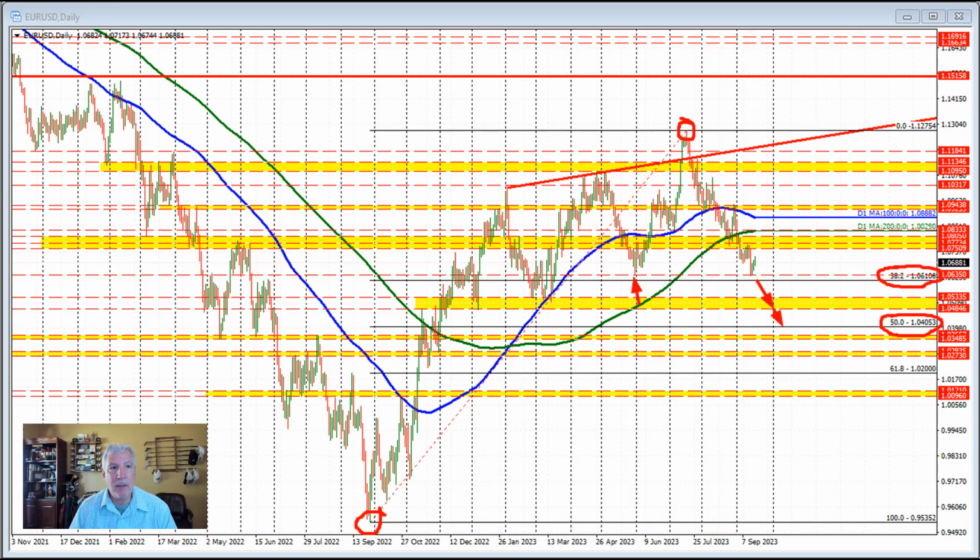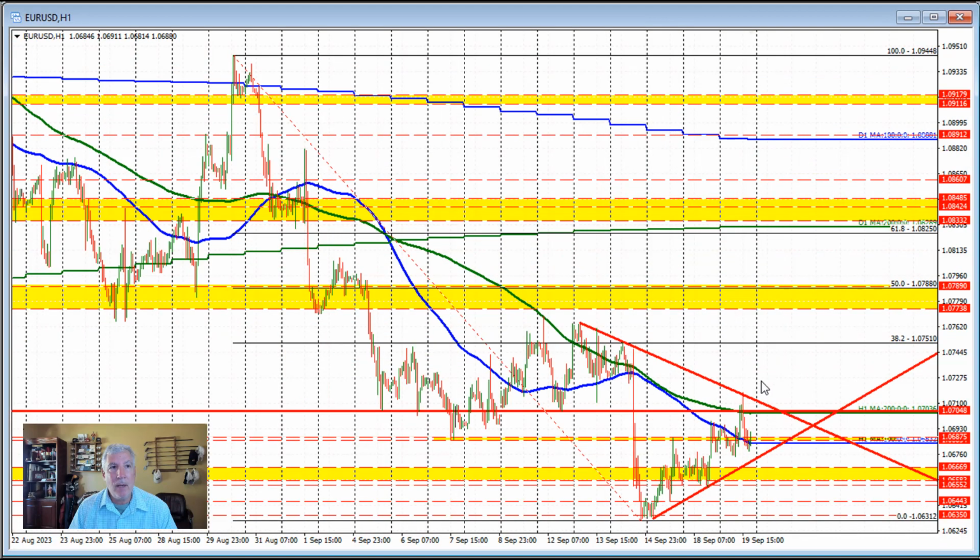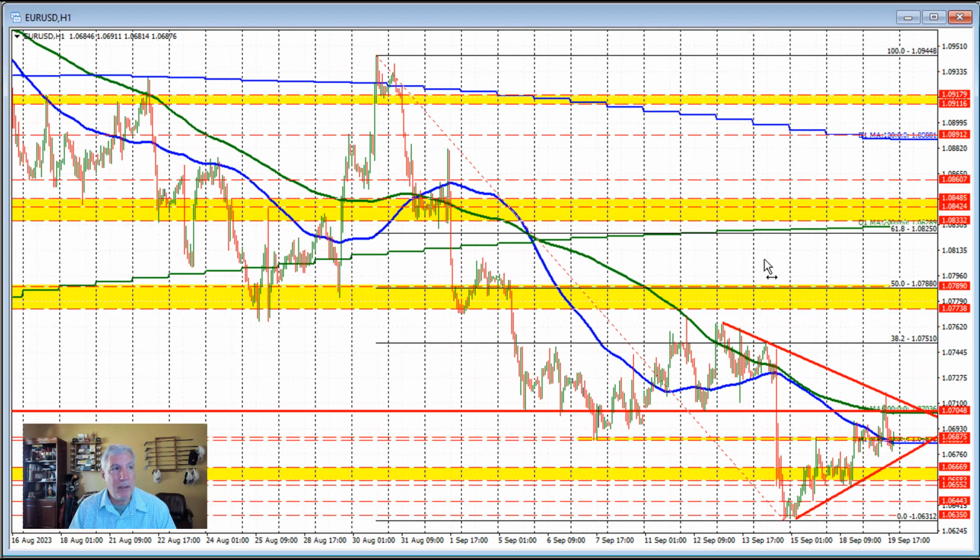Now on the top side, going back to the hourly chart, if we get above this swing high, we'll start to look toward the 38.2% retracement of the last move down from this high right here to this low right here. That level comes in at 1.0751, and then we start to look toward these high prices right through here before we get to this swing area and the 50% retracement at 1.0788 of that same move down. That level is right here.